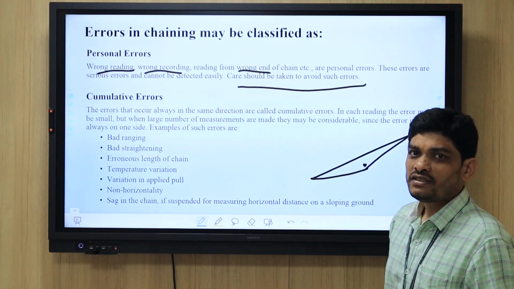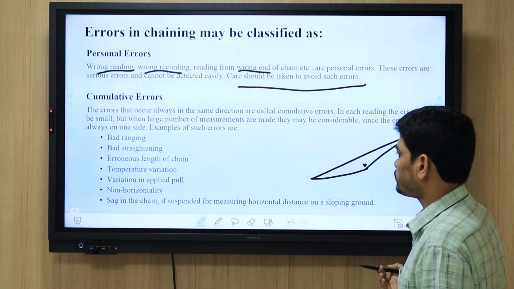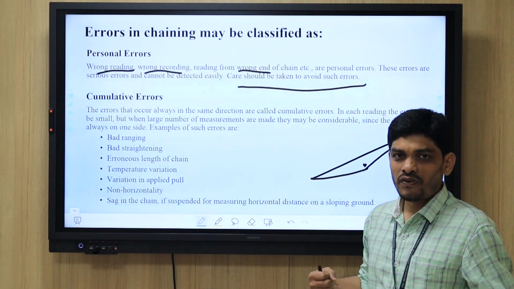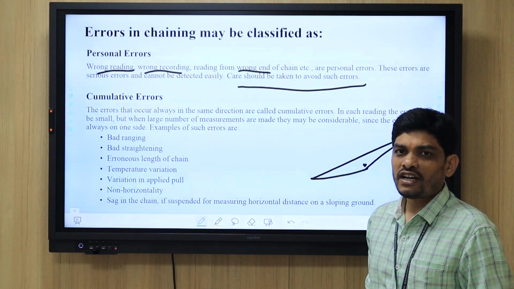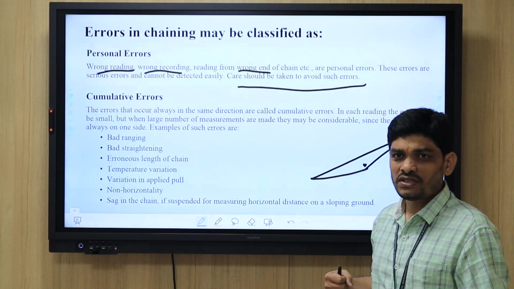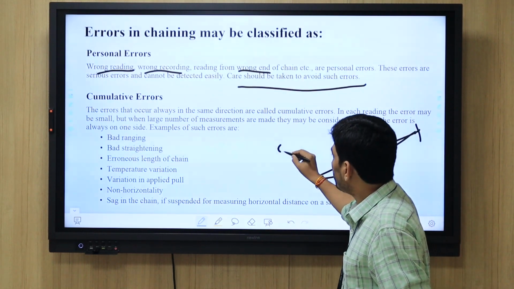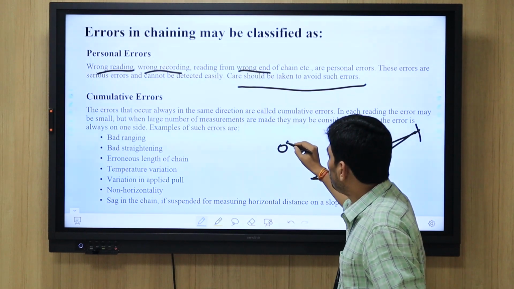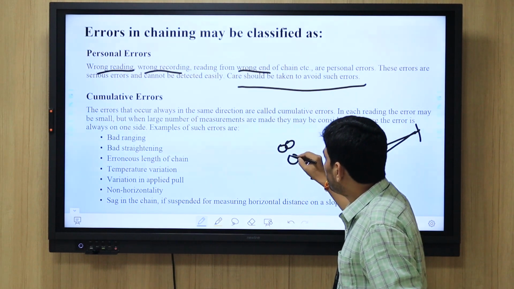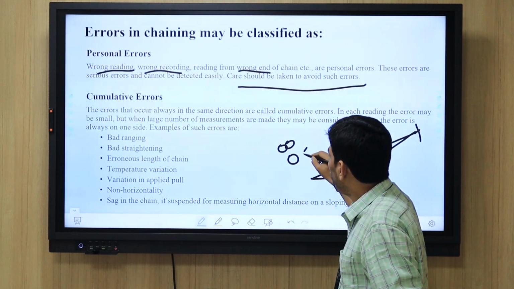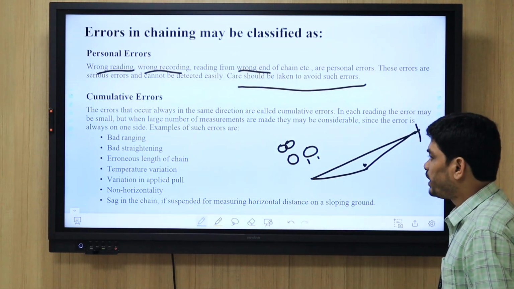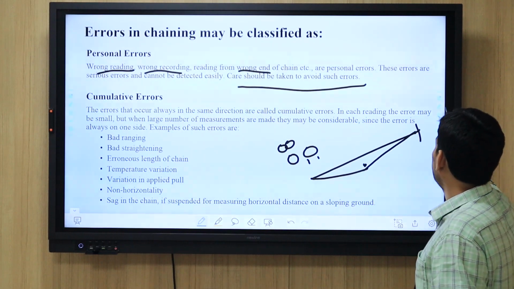Due to temperature, the chain length also varies. Then variation in applied pull. Suppose two thin people are holding, then some error will be there. If two stronger people pull strongly, these brass rings are connected with rings like this. If someone pulls hard, the circle will become like this, and later it may become like this. So there is a small error in each ring.